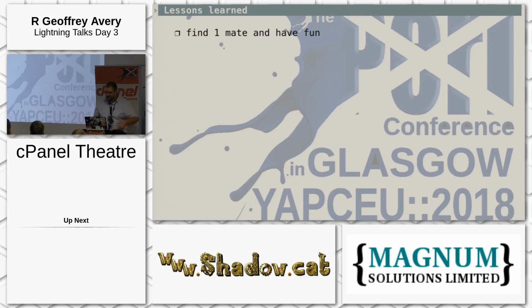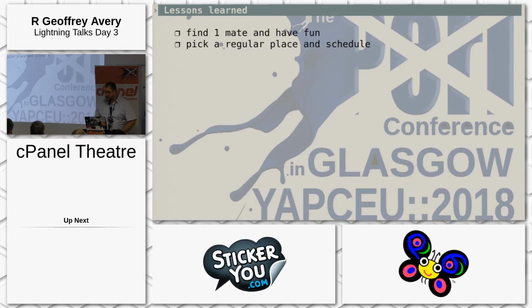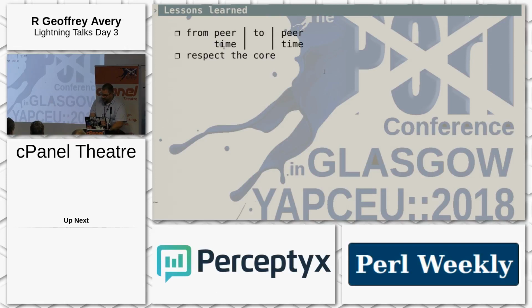So the way to do that: find only one mate and have fun with him. Pick a regular place and a schedule. Wednesday is okay. Always finish with a beer and food, because it's important. Be welcoming, but also don't grow too fast, because people have to know each other, to be confident. So it's not an open public thing. People come from peer to peer, from time to time. Don't go public with that. Respect the core when people have ideas.